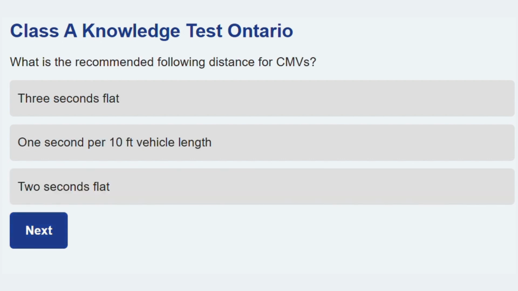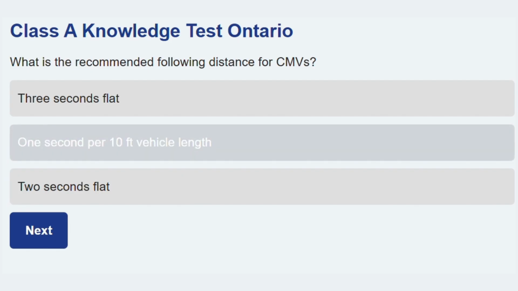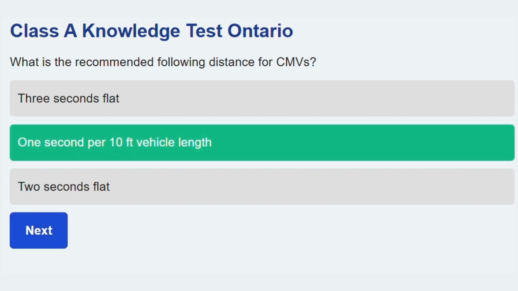Next up, what is the recommended following distance for CMVs? 1 second per 10 feet of vehicle length. Adjust gap based on size.